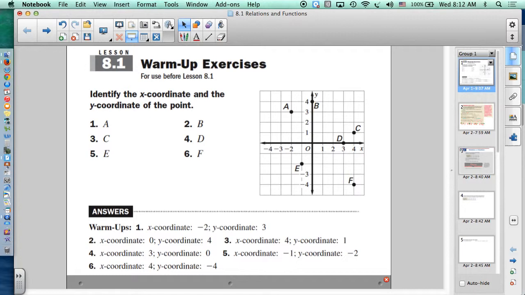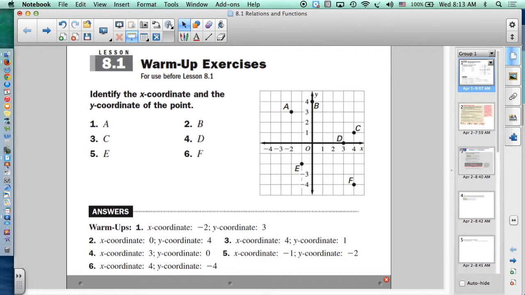E is to the left 1 and down 2. Left is negative, down is negative. So x is -1, y is -2. And the last point, F, goes to the right 4, so x-coordinate of +4, goes down 4, so a y-coordinate of -4. Hopefully you got all of those correct.